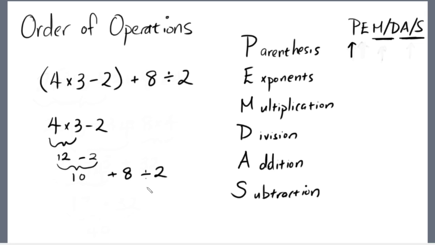Now we look for exponents. There are no exponents. Now we look for multiplication or division. Is there a multiplication or division? There is, and it's going to be 10 plus 4, because 8 divided by 2 makes 4. There's no more division or multiplication, so now we go to the last step, addition and subtraction, and that's going to be 10 plus 4, which is 14.